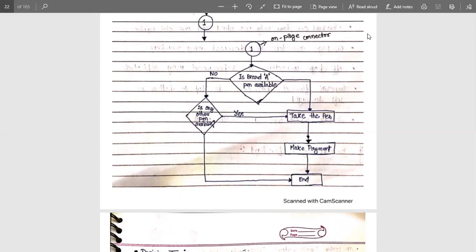So in the yes scenario, take the pen, and in the no scenario, then is any other pen available? If any other pen is not available, then he will not take that particular pen. But if he has these pens, then he will take this pen and make payment, and the process will be done. And in the no scenario, he will not take the pen and the process will be done.